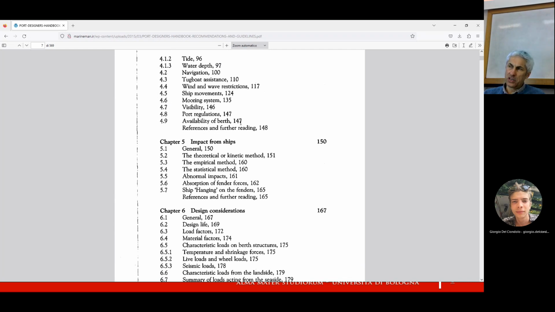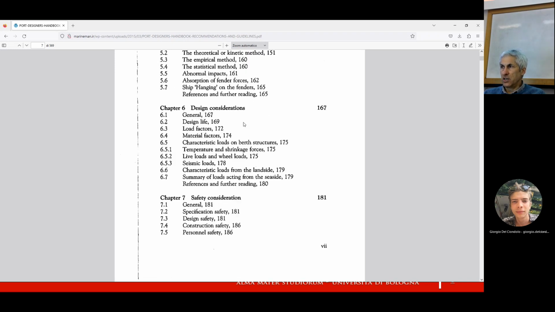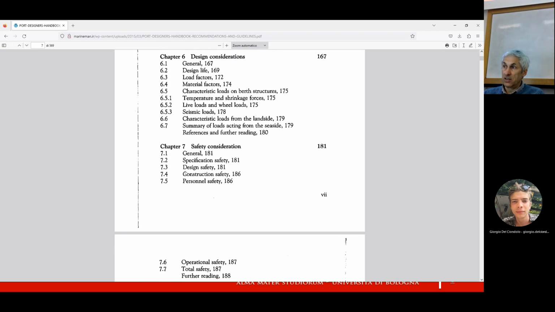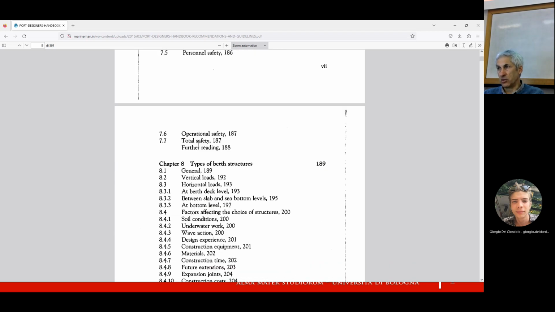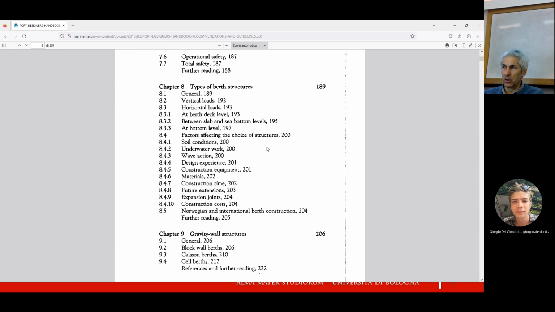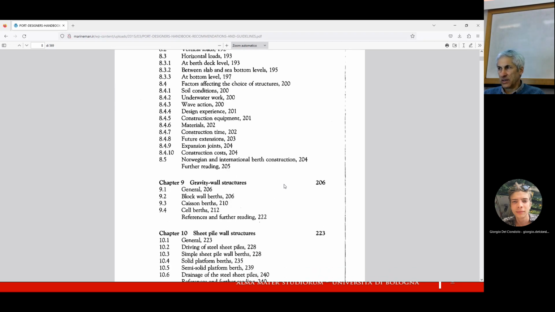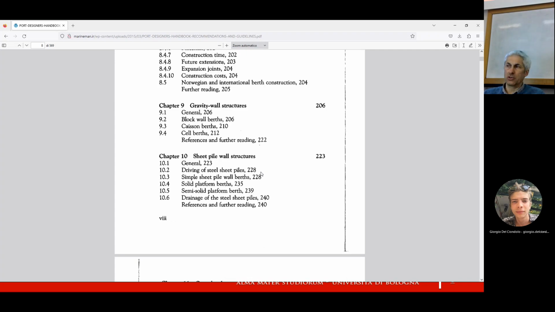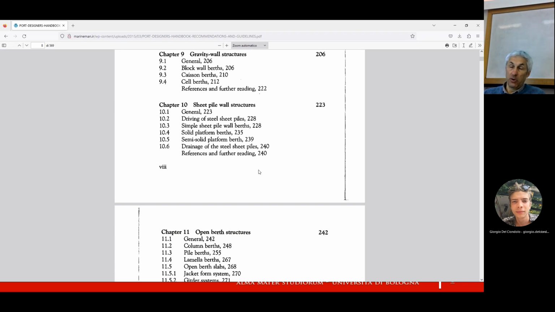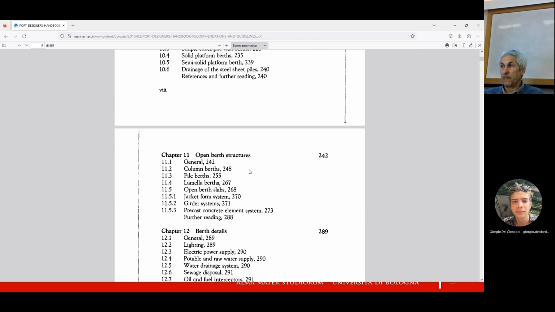Beware, we will discuss only a few of these things because we don't need to focus on everything. Design considerations, design life, this is something that we will discuss. Safety considerations, design safety, construction safety, personal safety, types of berth structures, how to make underwater works, construction time, gravity wall structures, sheet pile wall structures. It is an important chapter of harbor engineering.